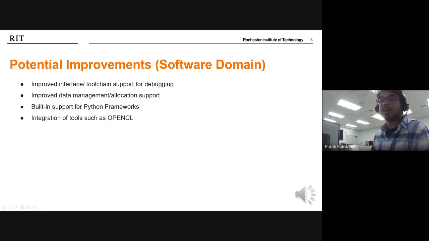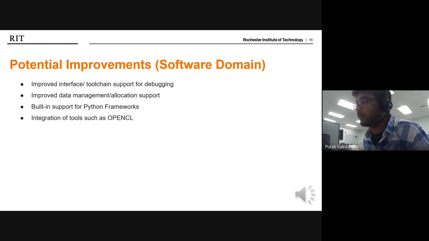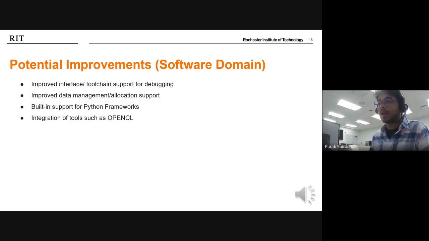So that leads to the discussion of potential improvements. First, I'll talk about the software domain. The software architecture of the UPMEM is pretty developed for a very novel computer architecture, because everything had to be built up from scratch. But there is room for improvement for user convenience. For example, there were some debugging problems that we faced that could be improved.